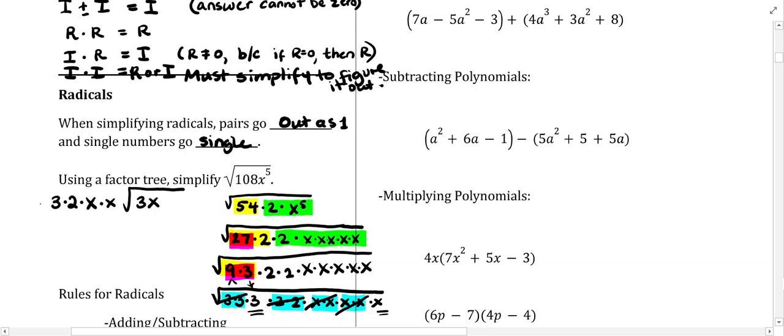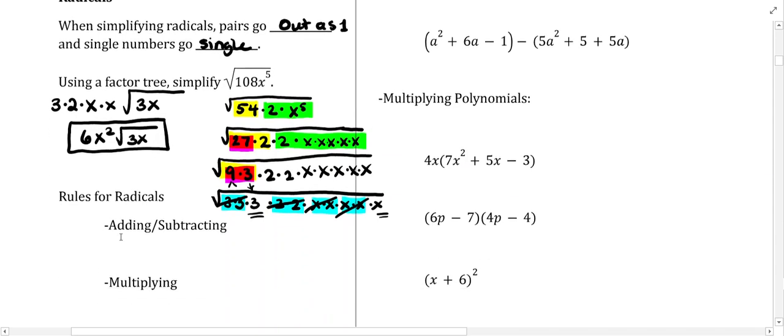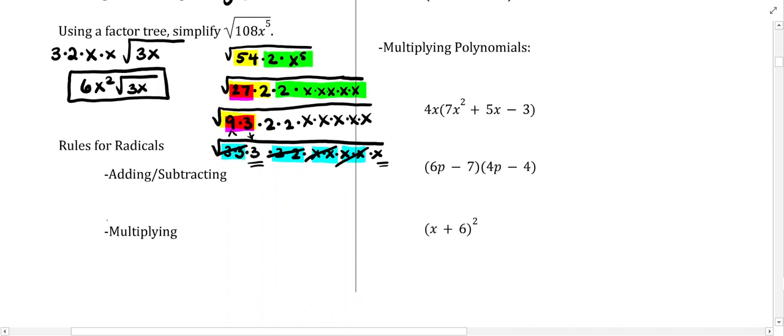And there was nothing outside, right? So we would multiply it to whatever is outside. But there's nothing outside. Well, there's an understood 1. But here we go. 3 times 2 is 6. So this is 6x squared times the square root of 3x. And that's how you simplify using the factor tree. Rules for radicals, adding and subtracting: you need to simplify and have the same radical.